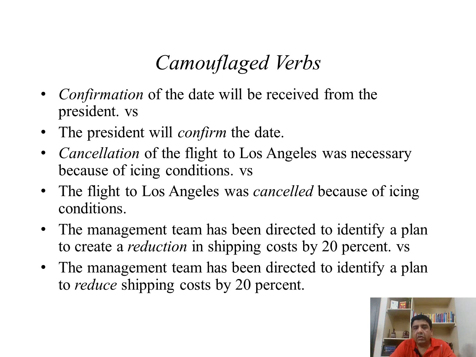Confirmation of the date will be received from the president. In this sentence, confirmation is a noun. However, if you look at it closely, it is more like a verb, confirm. It is a powerful verb, but it is camouflaged as a noun just by adding the suffix -ation. So a better way to say the same idea is: the president will confirm the date.